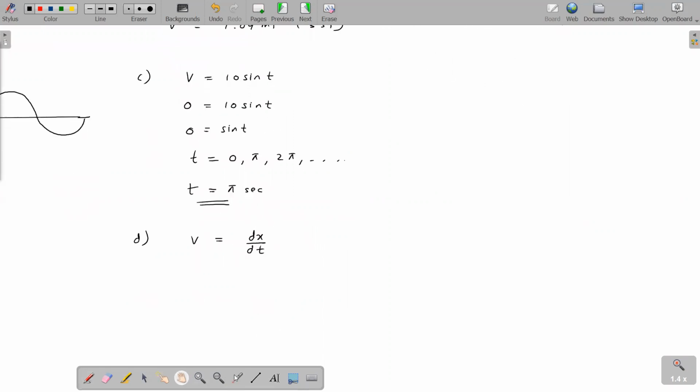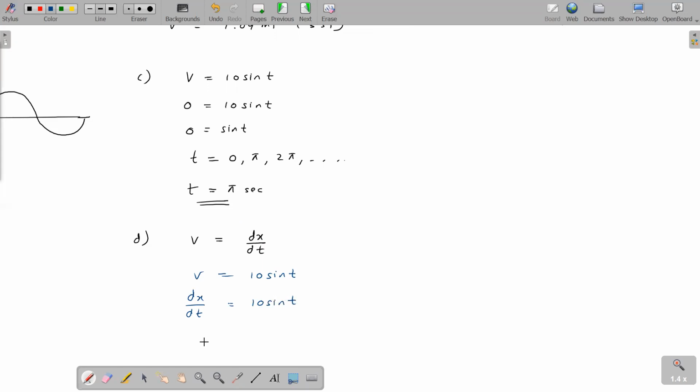There's nothing here to separate for displacement and time, because it's with respect to displacement and with respect to time. So velocity is dx by dt. Unlike acceleration, you don't have two equations for it. So velocity equals 10 sine t. Replace the velocity with dx by dt equals 10 sine t. Now what do we do?